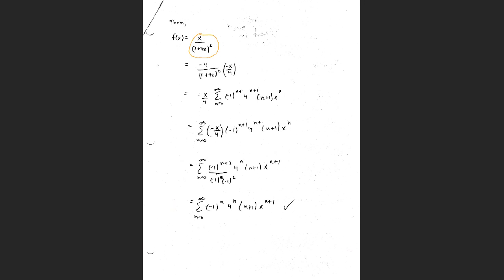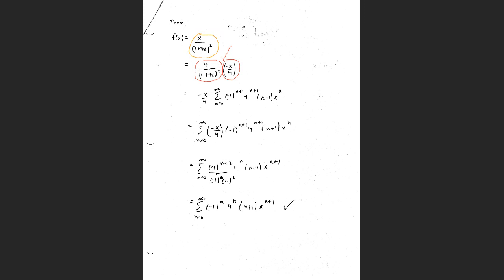I'm going to write that as negative 4 over the quantity 1 plus 4x squared times negative x over 4. I mean, I can do that. I can rewrite my rational function as the product of two rational functions. We can do that.